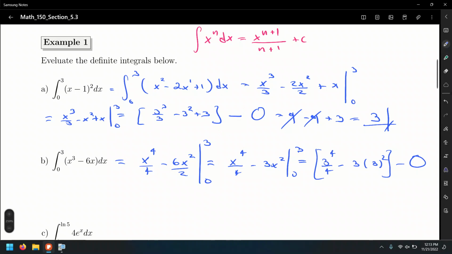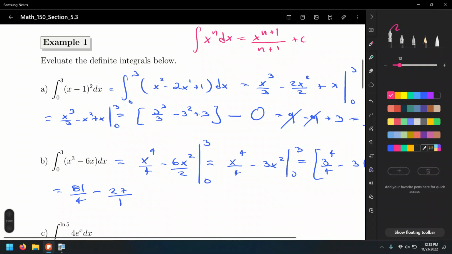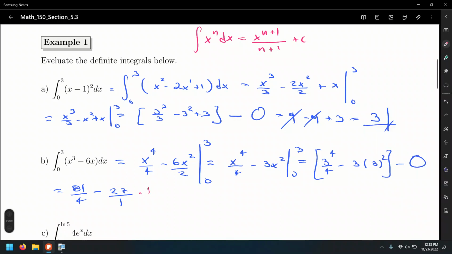And that's going to give us 3 to the 4 power. Is that an 81, I believe? 81 over 4 minus 3 squared, which is 9, times 3, that's 27. I'm going to call this 27 over 1 because I need a least common denominator to evaluate this difference here. The least common denominator means multiply by 4 and divide by 4. So let me do 27 times 4.